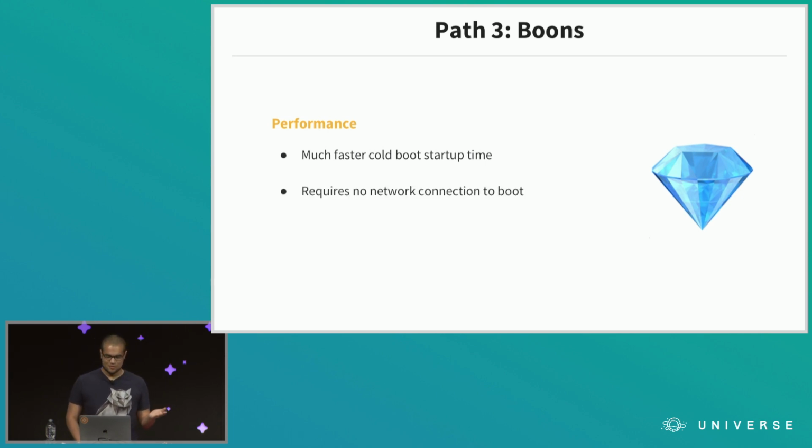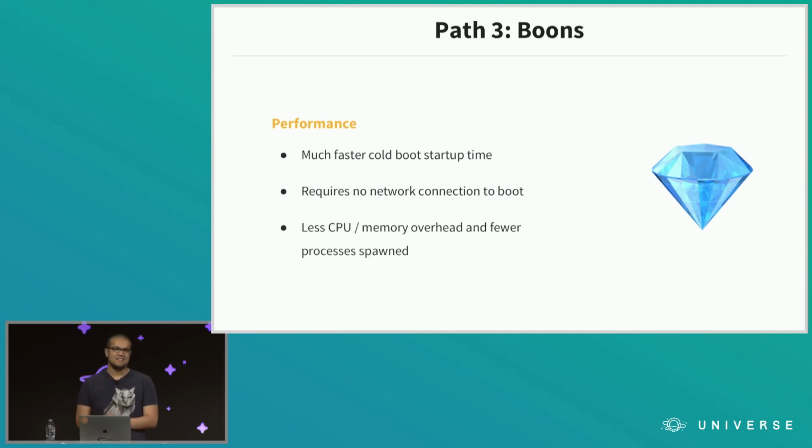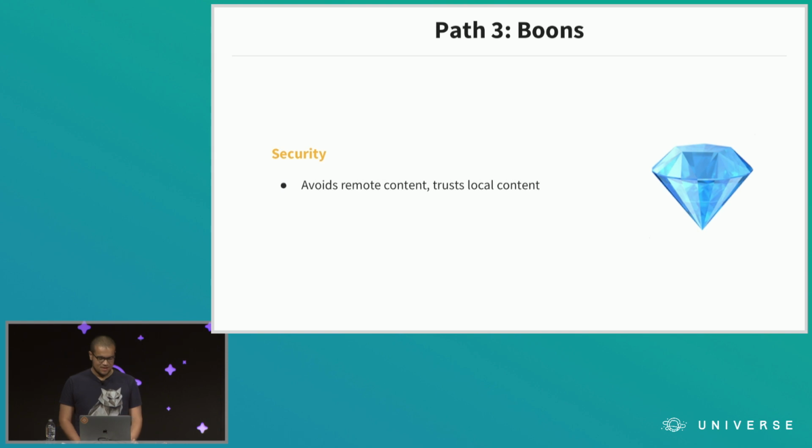So again, we don't require a network connection to boot. This gets you part of the way to having an offline mode for your Electron app, if that's something you're interested in. There should be less resource overhead, fewer processes spawned, especially if you were using an Electron container with the second path, with the remote isolation path. So these are great. What else do we get?